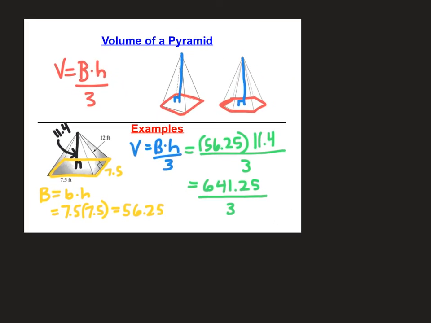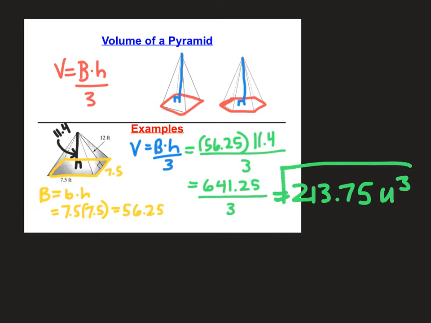So my final answer would be 213.75. Again, we're doing volume, so my units are going to be cubed. This one doesn't have any units, so we call it units cubed. All right, and that's your answer for the volume of your first pyramid.